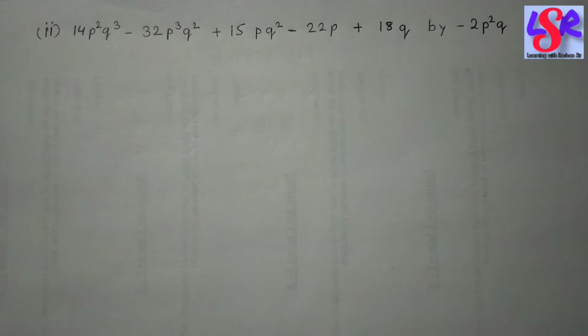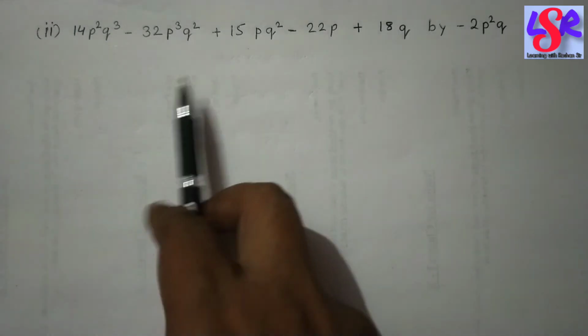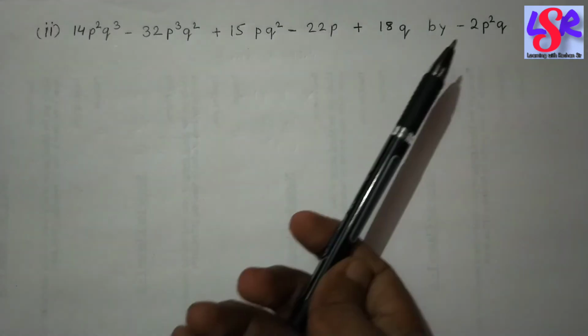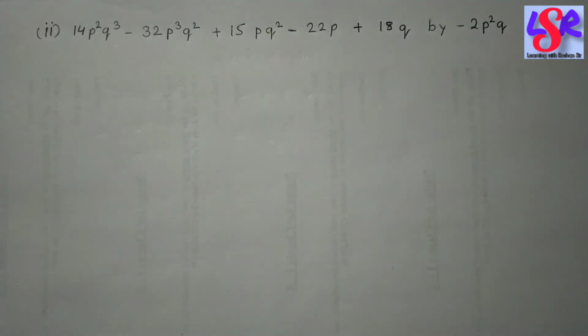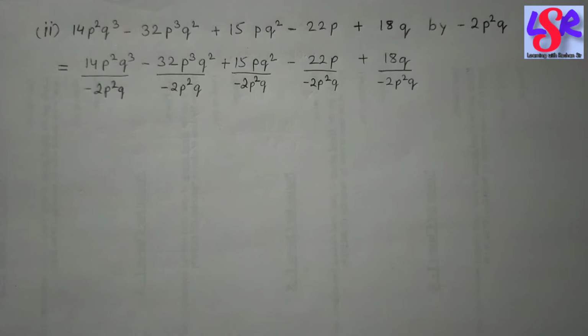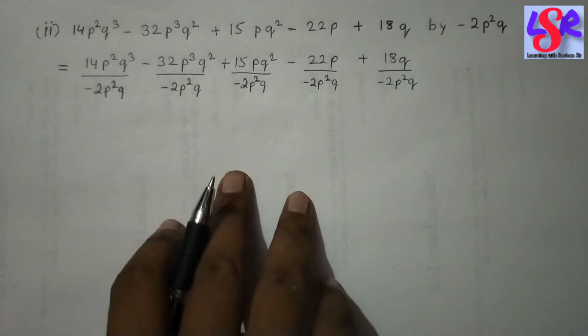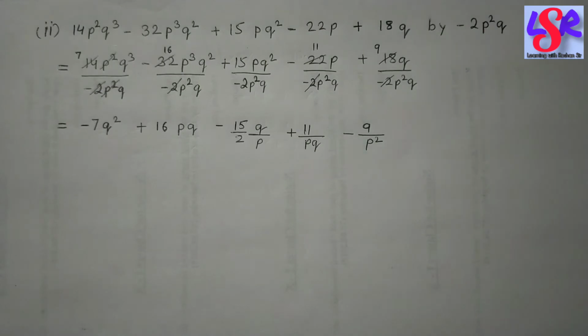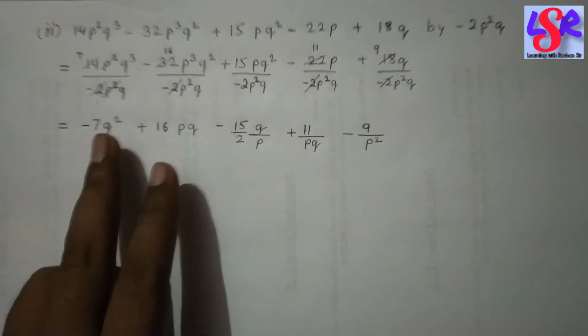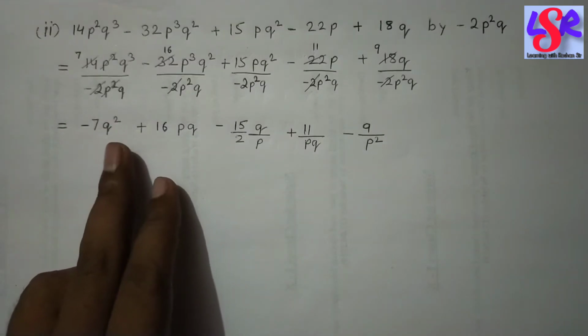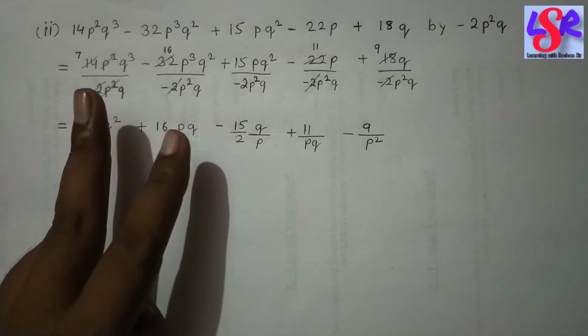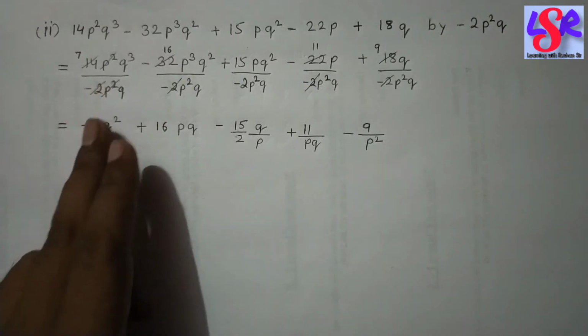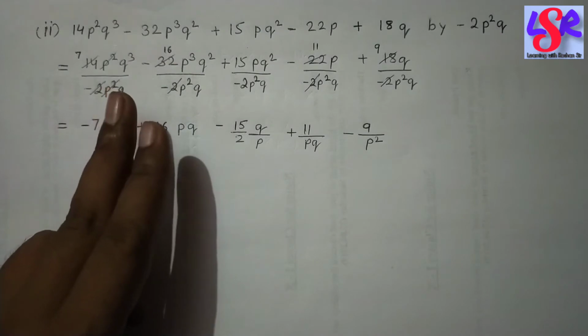Now let's see the second part of this question number 2. Here again we are having a polynomial and it's to be divided by a monomial, and we are going to write this one as, and here we get this. Now we are going to reduce all of them, and on reducing it by the divisor we have got minus 7q square over here, as 2 is dividing 14 to get 7, and then p square is cancelled out.